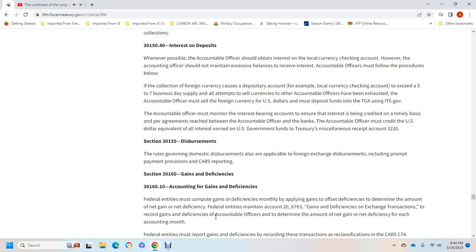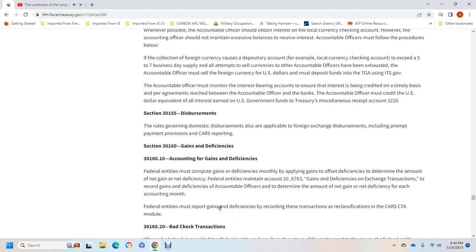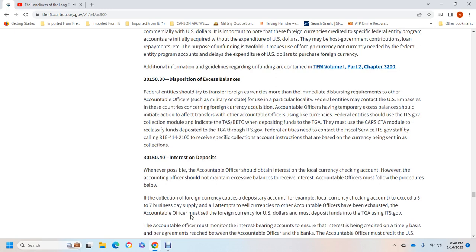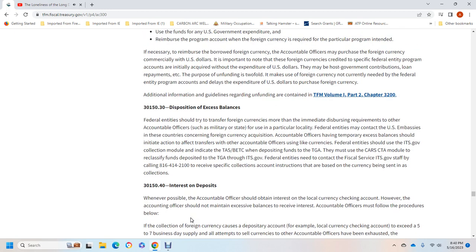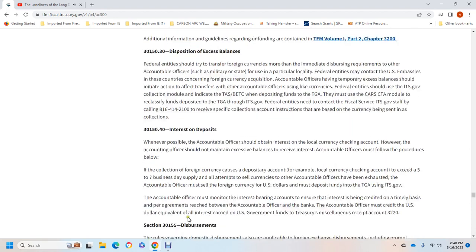Section 3160, gains and deficiencies account. Federal entities must compute the gain or deficiency monthly, applying the gain to offset the deficiency, determining the amount of the net gain or net deficiency. Federal entities maintain this with the account 2067 and 63 for the gain or deficiency of the exchange transaction. The accounting office determines the amount of the net gain or net deficiency for each accounting month. Federal entities must report the gains or deficiencies recorded in the transaction reclassification of the CARS CTA model, clearance and tolerance clearance, classification transaction accountable model.